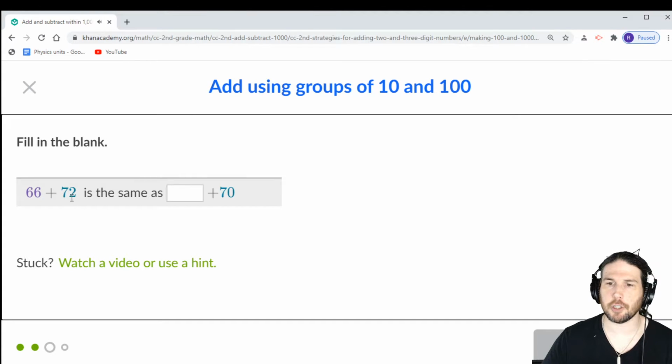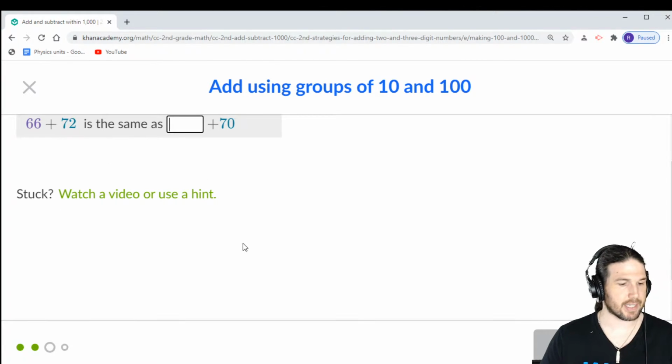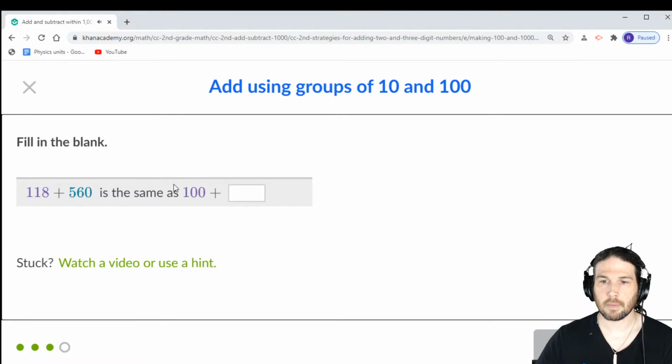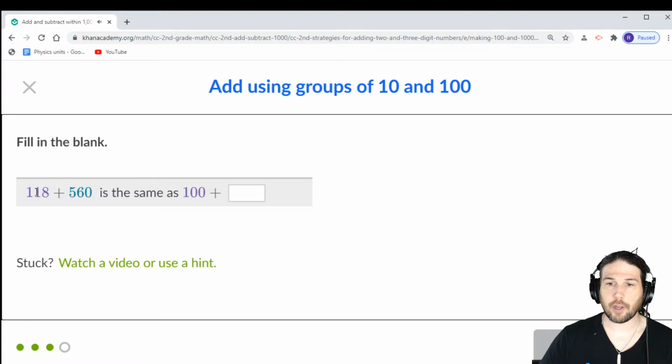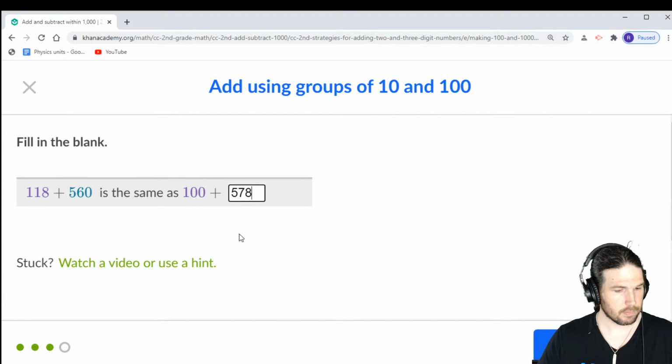66 plus 72. Well, to get to 70, we'd have to take 2 away. Those 2 have to go somewhere, so they're going to go into this 66, making it 68 plus 70. And then we could take away the 18 from 118, add it to the 560 to give us 100 plus 578.